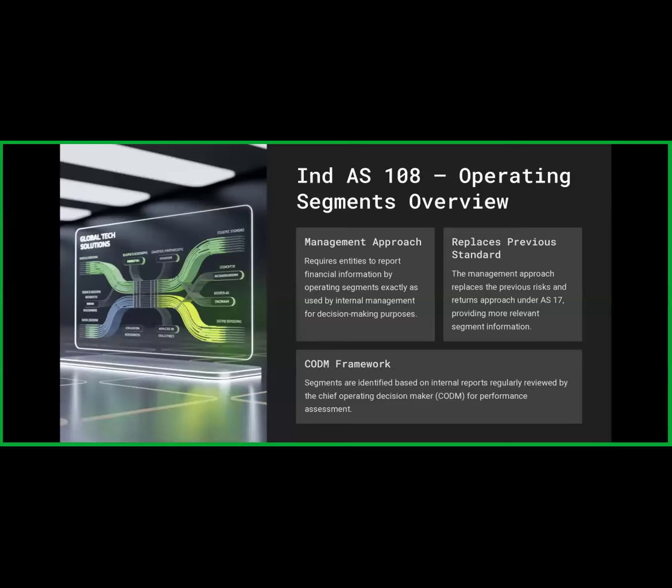Okay, so the management approach replaces the previous risk and return approach under Indian Accounting Standard 17, providing more relevant segment information. Okay, so next one is the CODM framework. Who is that CODM? CODM is the chief operating decision maker.